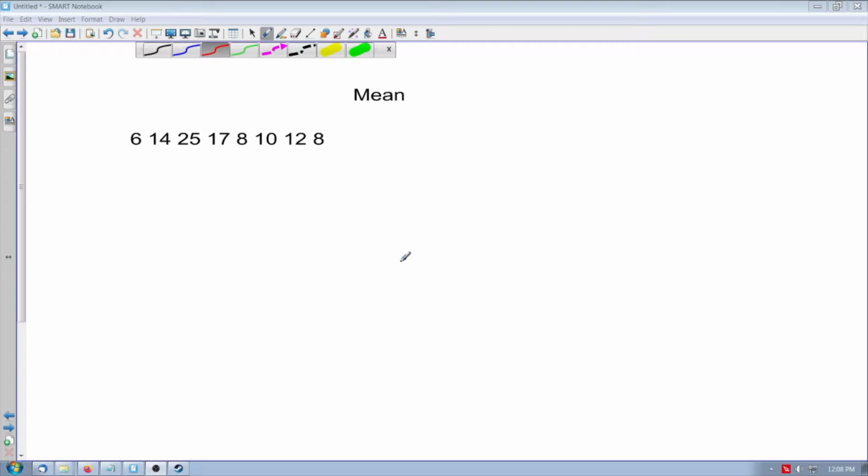Alright, let's do an example of a problem dealing with mean. As with a mean, we're taking the average of these numbers in the data set. We have 1, 2, 3, 4, 5, 6, 7, 8, 8 numbers. Mean, we just add everything up. So if I add 6, 14, 25, 17, plus 8, plus 10, plus 12, plus 8, that would give us 100.